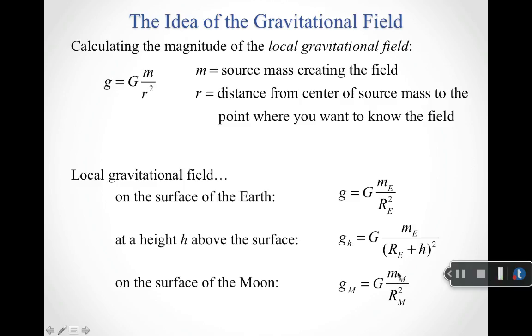If you want to know about the surface of the moon, well, now you have changed the source mass creating the field. So the local gravitational field around the moon cares about the mass of the moon. And then again, if you're on the surface of the moon, you want to know how far away you are from the moon's center. That again is going to be the radius of the moon. So there is no difference in terms of talking about the gravitational acceleration and the gravitational field. They are equivalent.